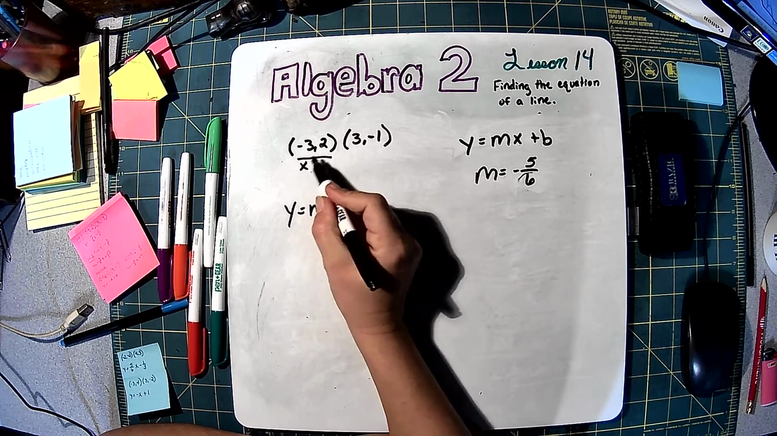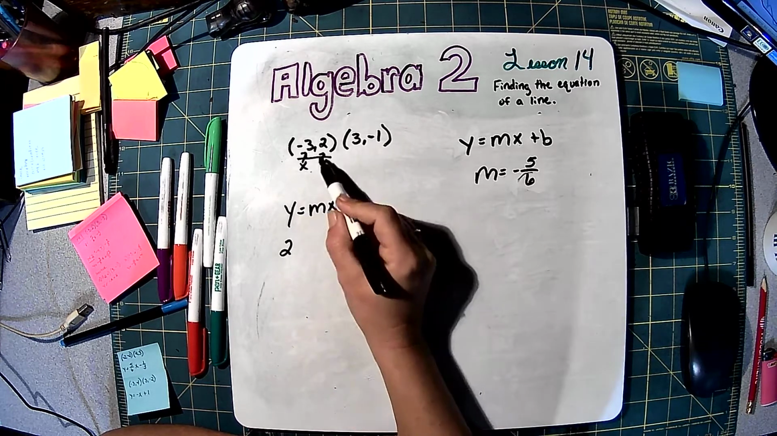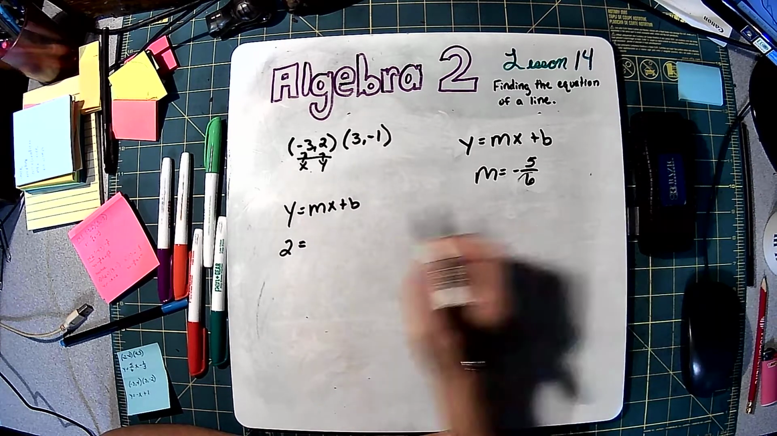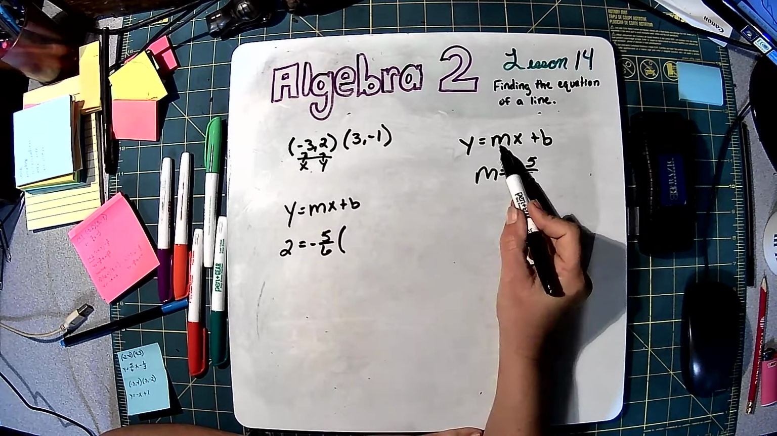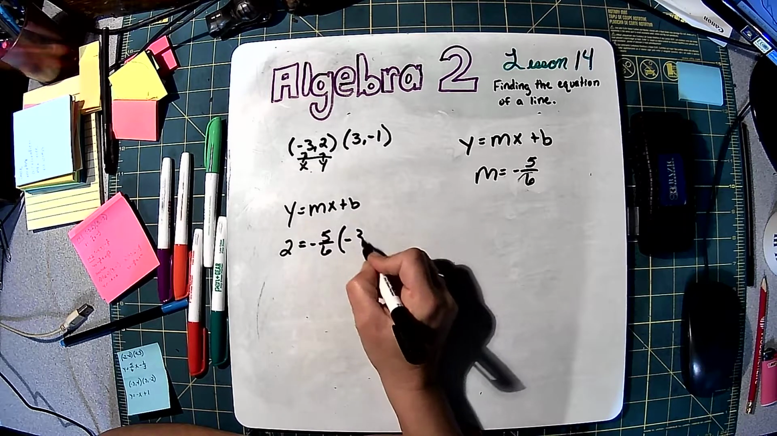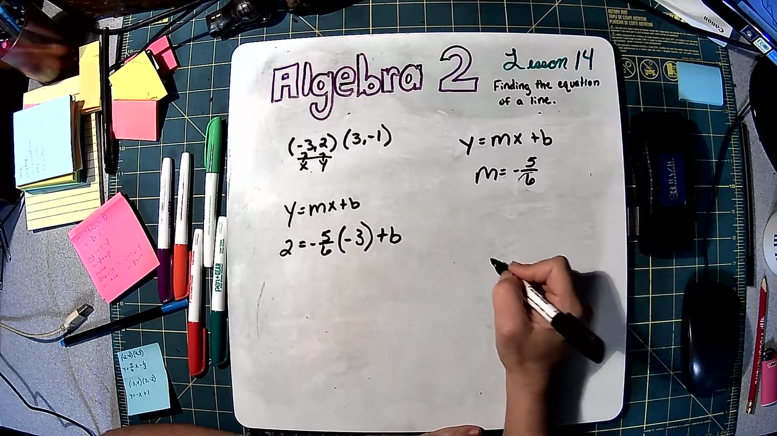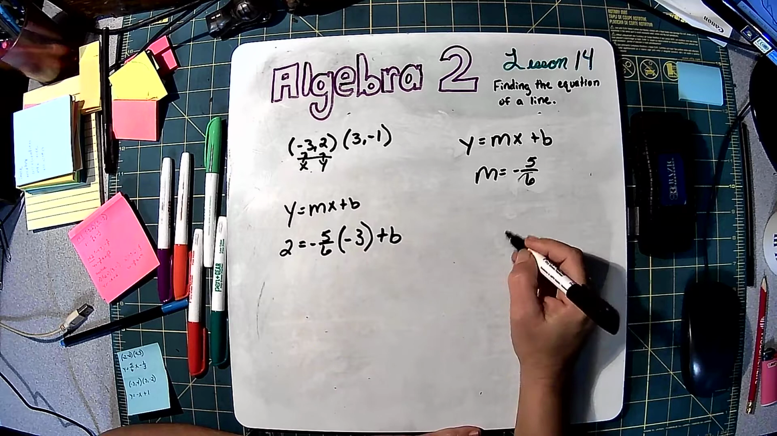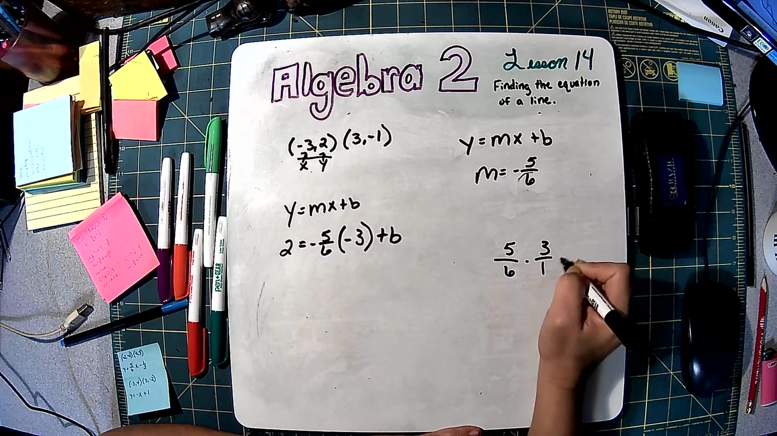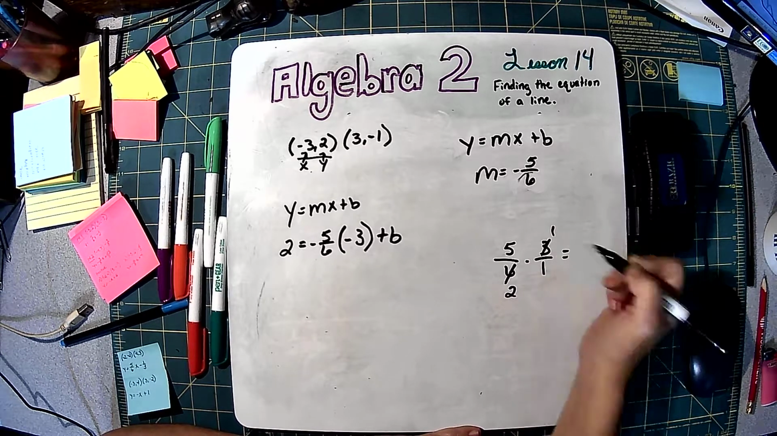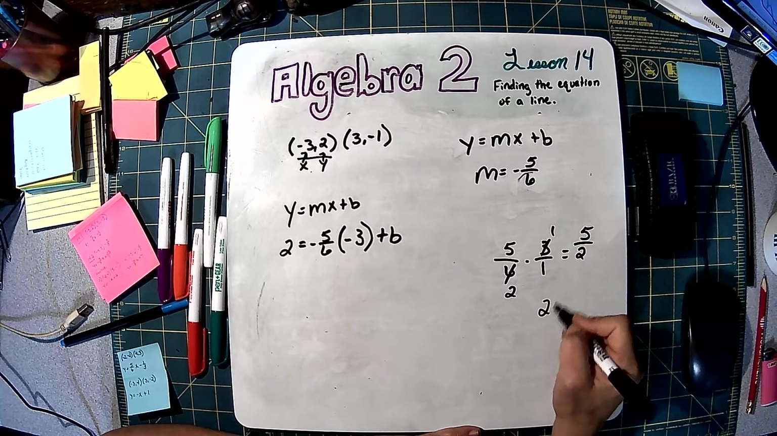So we know that x would be the -3 and y would be the 2. So I'm going to put my 2 right there for y, equals m, our slope, -5/6. Then we have to multiply that times x, because it's m times x, which will be -3, and then plus b. So now we're just solving for b. We're going to have to multiply in here first. So negative times negative will make a positive. So 5/6 times 3 over 1, we're going to get 5 over 2, which is the same thing as 2.5.